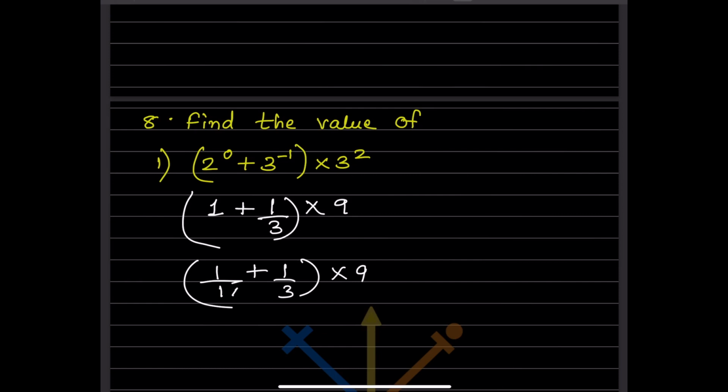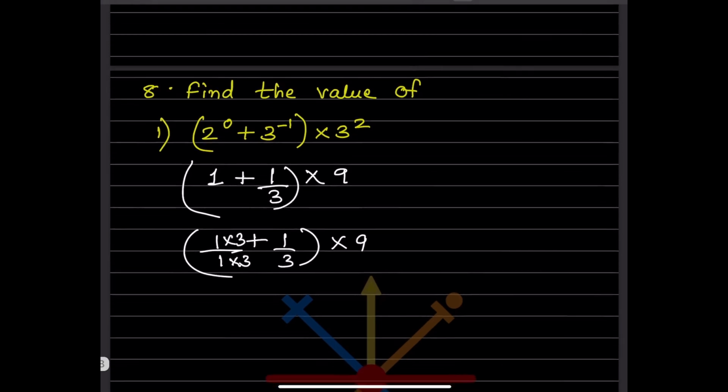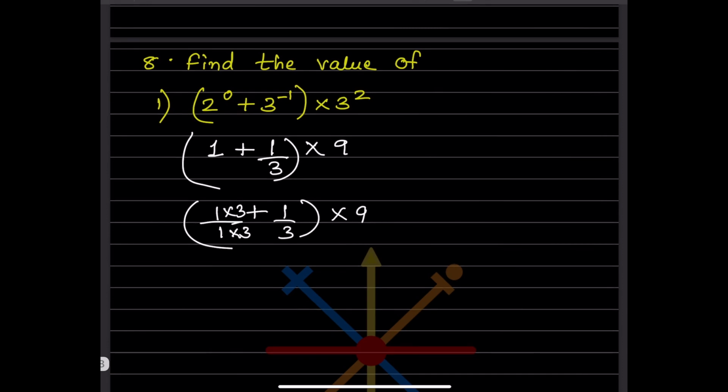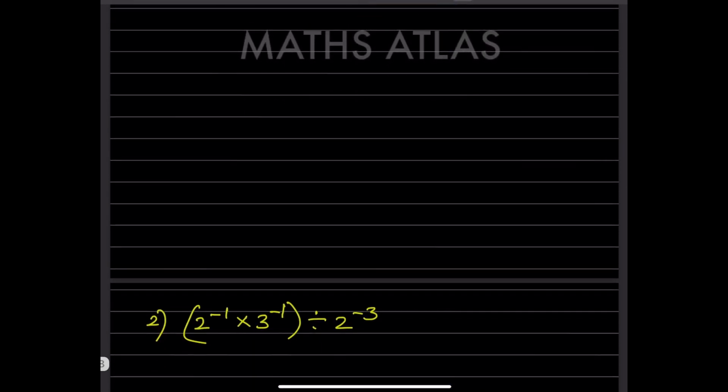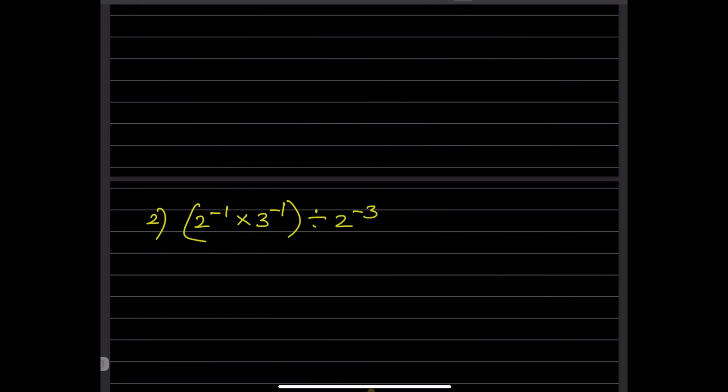So here you can put LCM is 3. So you can write here 3 plus 1 by 3 multiply by 9. So that is going to be 4 by 3 multiply by 9, and that will be 3 1s are 3, 3 3s are, and the answer is 4 3s are 12. Now let us see for the next one.